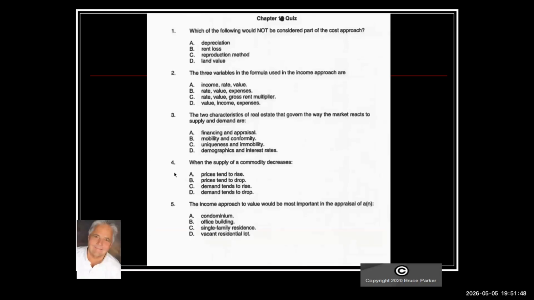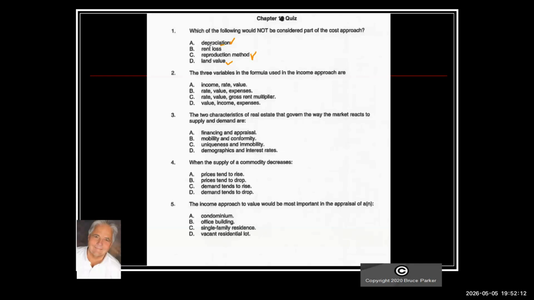All right, so we got a couple of questions. Which of the following would not be considered part of the cost approach? So in the cost approach, we have to figure out what the value of the land is. That's the last thing. We're going to add back in the value of the land. We have to figure out whether it's reproduction or replacement, so we've got to use that. We've got to subtract accrued depreciation in the cost approach, so we've got to do that.